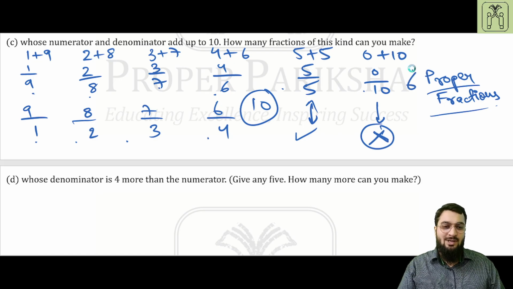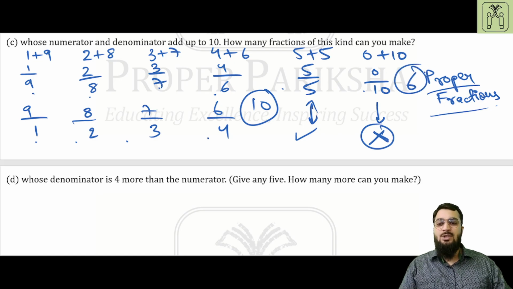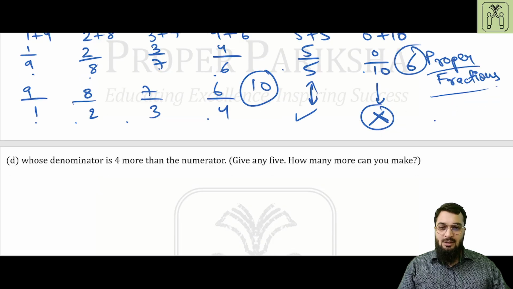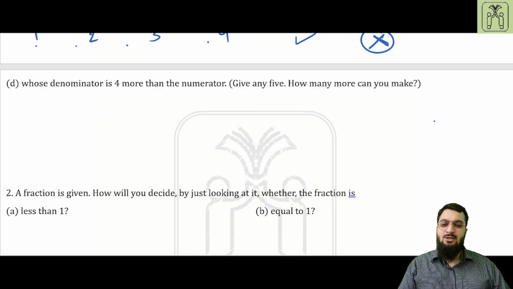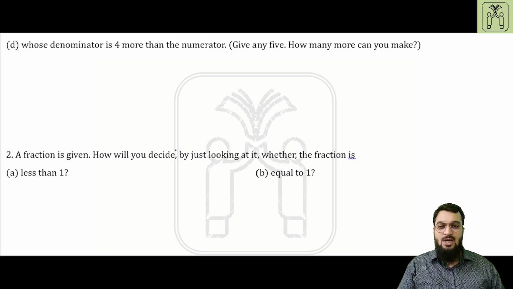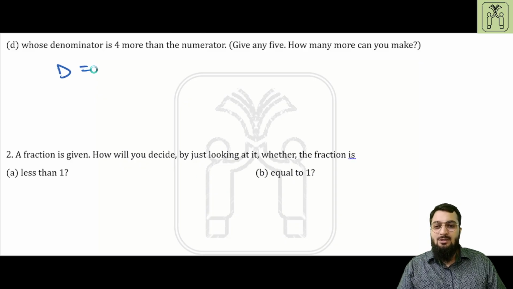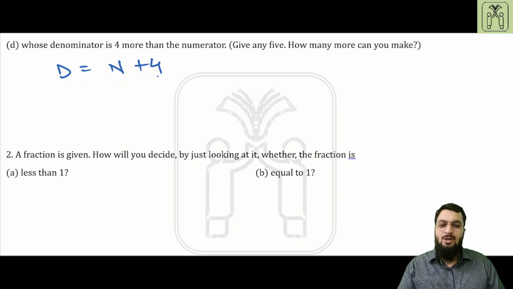Only 6 are proper fractions. Coming to the next part, whose denominator is 4 more than the numerator. Give any 5, how many more can you make? Okay, so another task has been given that the denominator should be 4 more than the numerator, that is, the denominator is equal to n plus 4. Denominator is equal to numerator plus 4.